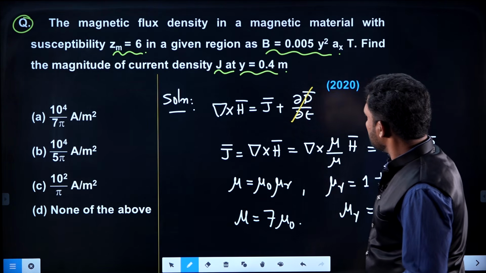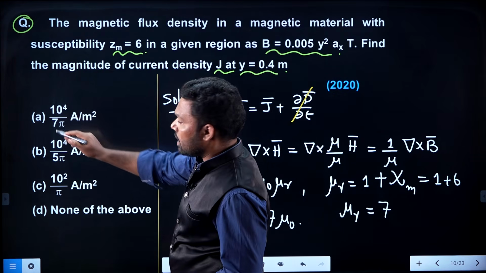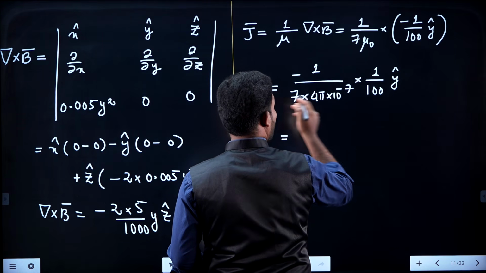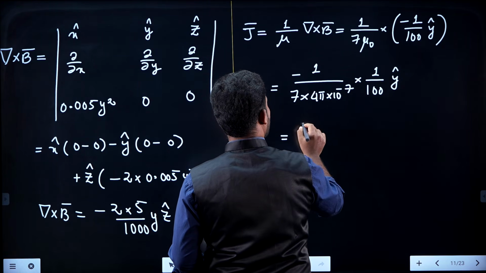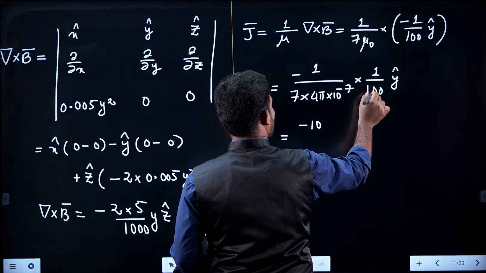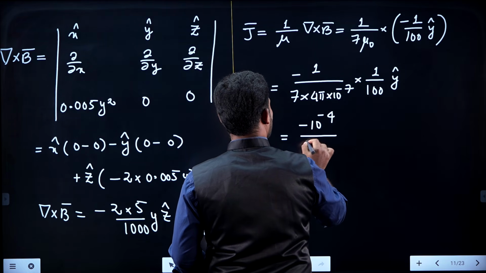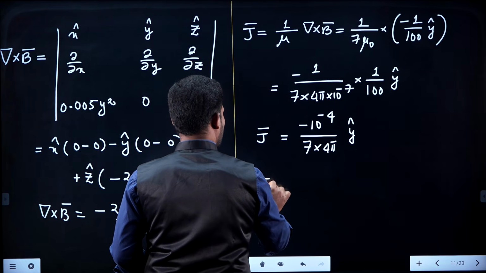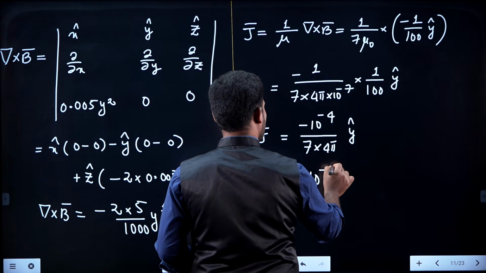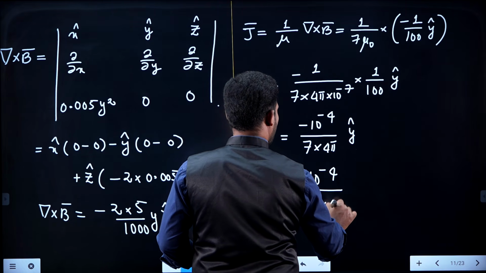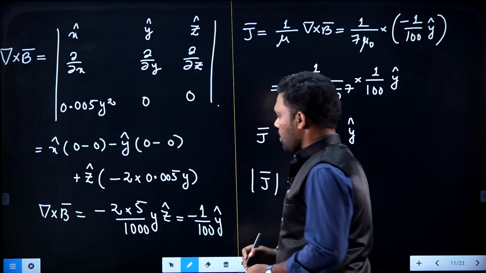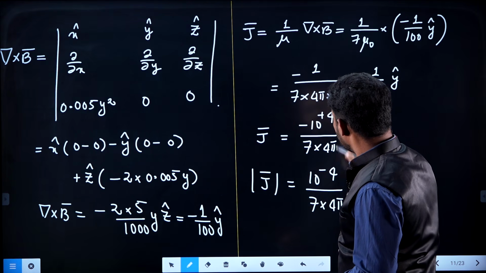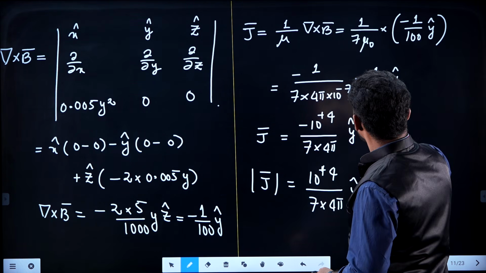So yes, there is a 7 here, none of the above is also there in the option. Okay, you must be careful. So, take this one into the numerator, it is minus 10 to the power of minus 7. So, this will become 10 to the power of minus 4 divided by 7 into 4 pi into y cap. He is asking what is the magnitude of J, it is 10 to the power of minus 4 divided by 7 into 4 pi into y cap. It is a plus here, okay, plus. It is a plus, fine.